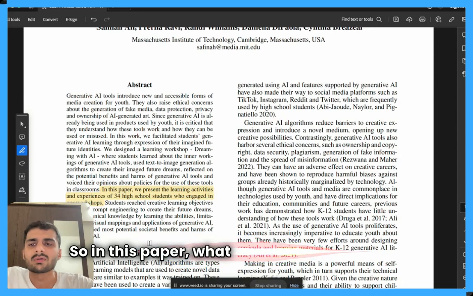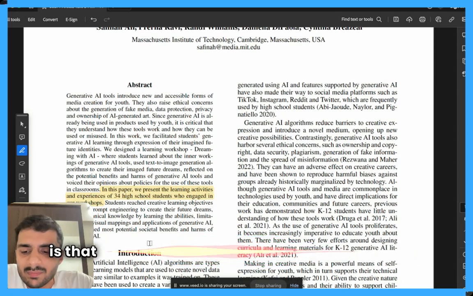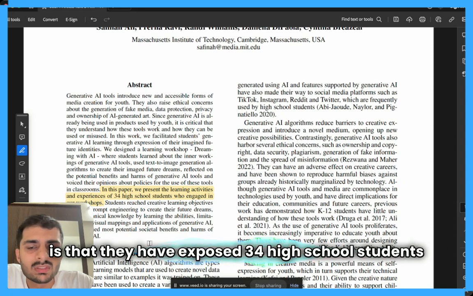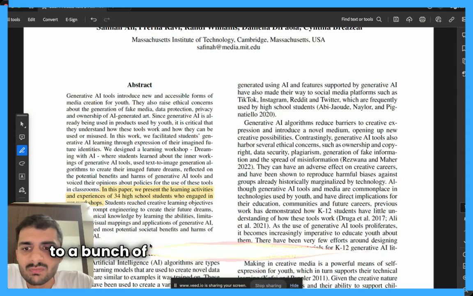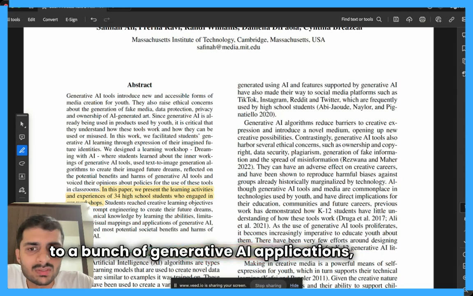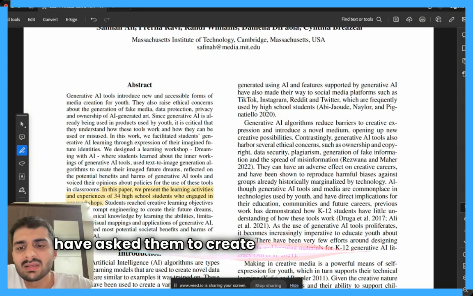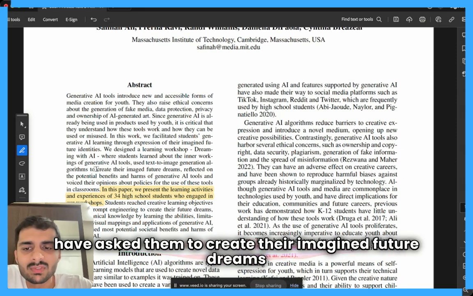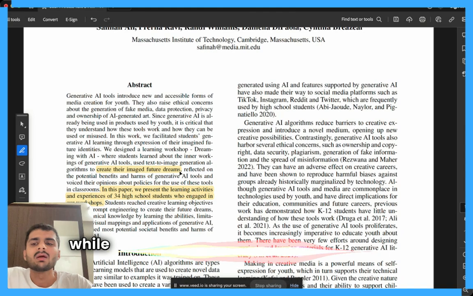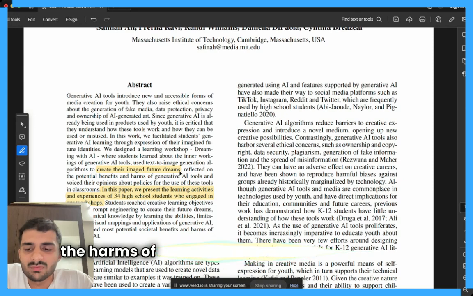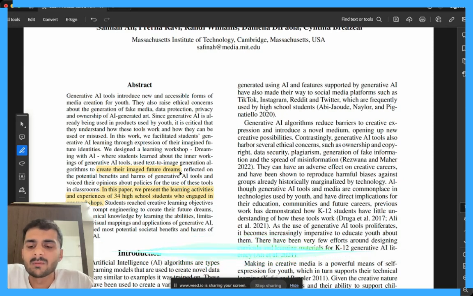So in this paper, what the authors have done is that they have exposed 34 high school students to a bunch of generative AI applications, and they have asked them to create their imagined future dreams while also trying to understand the potential benefits and the harms of generative AI tools in the process.